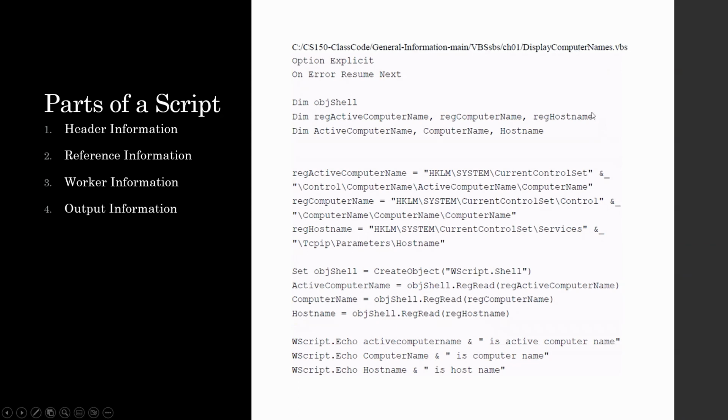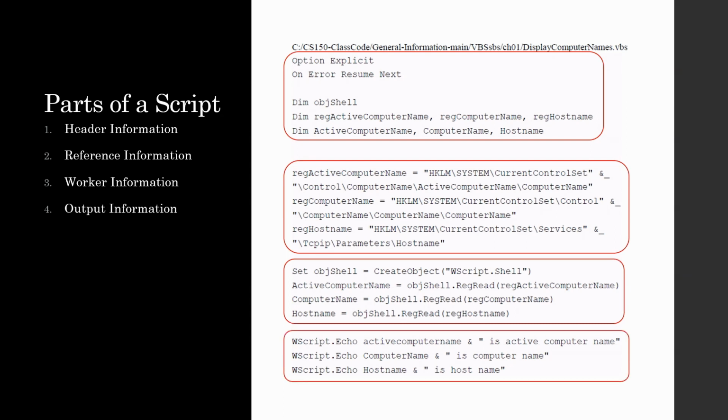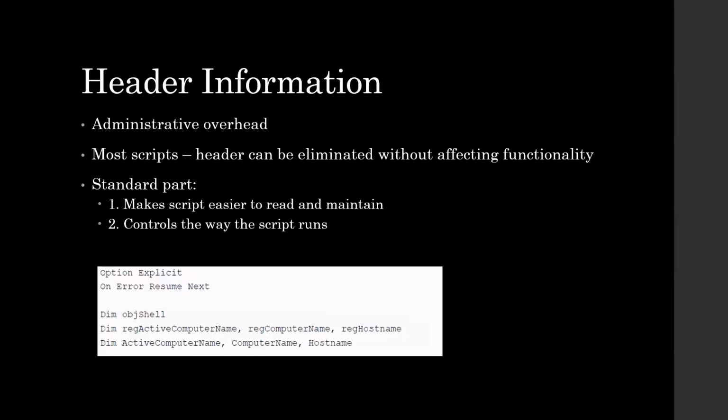There are 4 parts to a script. So the first part is considered the header, and it has a bunch of information that's going to get us ready to run. The second part is the reference information, and that's where we do a lot of assignments of different things. The third part is the worker. It's going to do the bulk of the work of the script. And then finally, we have output information. This is how we organize the VB script so that other users can know where to find specific information.